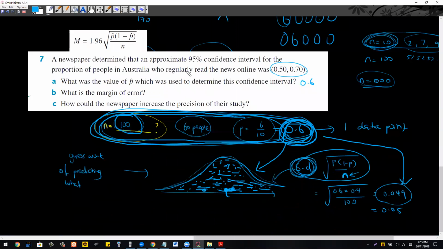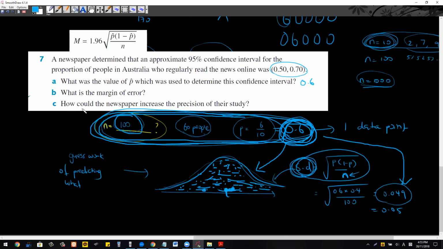So let's plug in 0.6 here, 0.6 here, and then, hold on. Yeah, we need to figure out n, obviously, to find out what the margin of error is. N is the trials, right? How many people we ask? Yeah, how many people we ask.